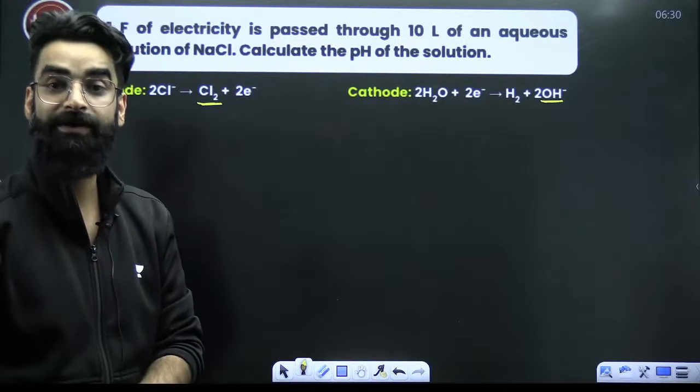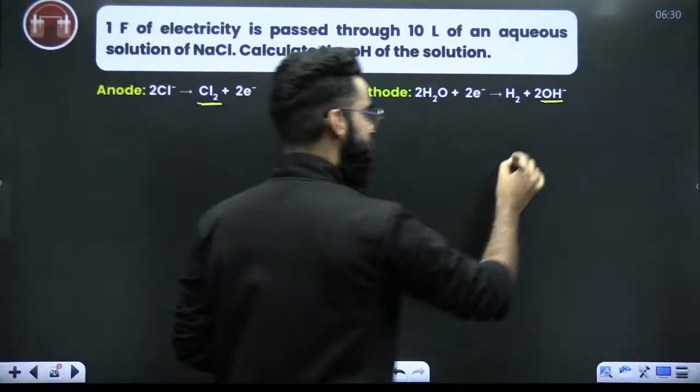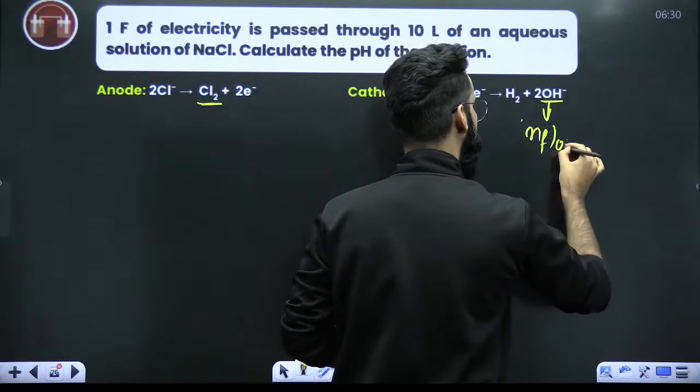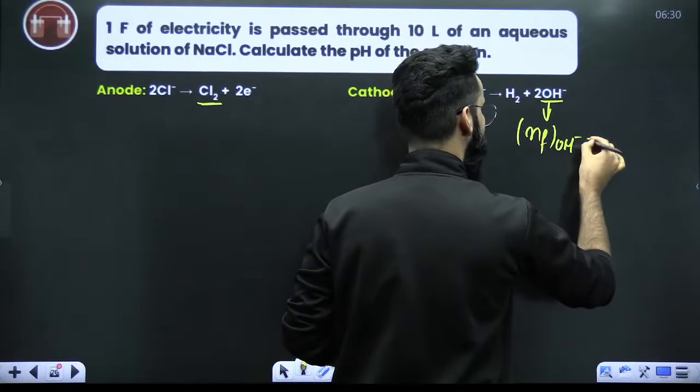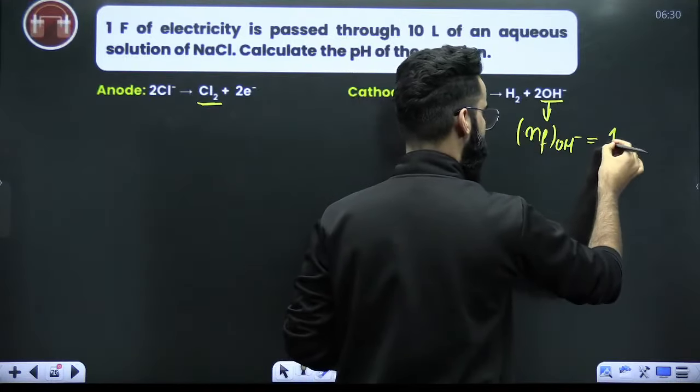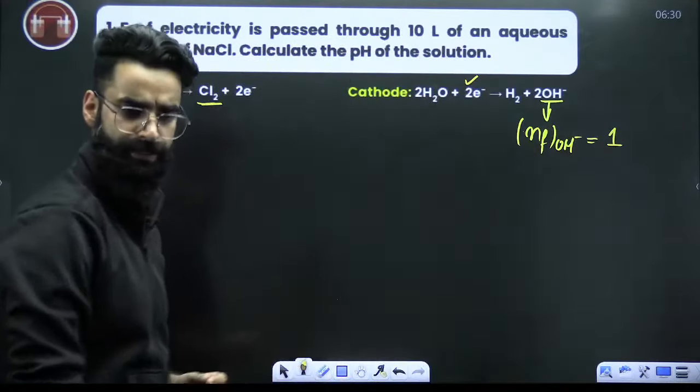Now see, how am I going to tackle this question? First of all, what about the N factor of OH negative? It's going to be equal to moles of electrons exchanged divided by stoichiometric coefficient. So 2 divided by 2 is 1. This is the N factor of OH negative.